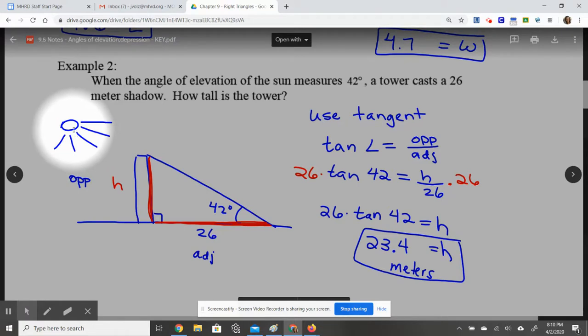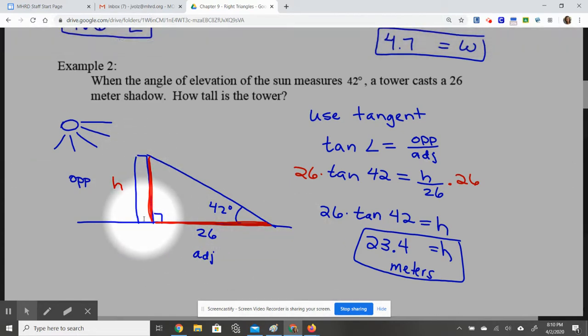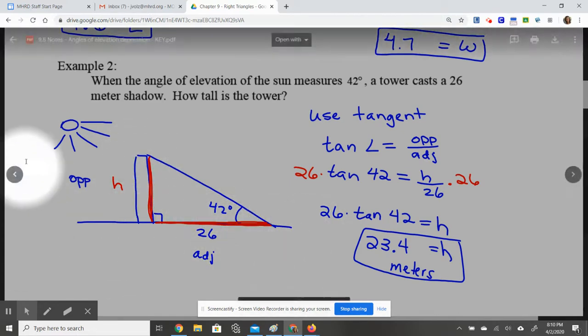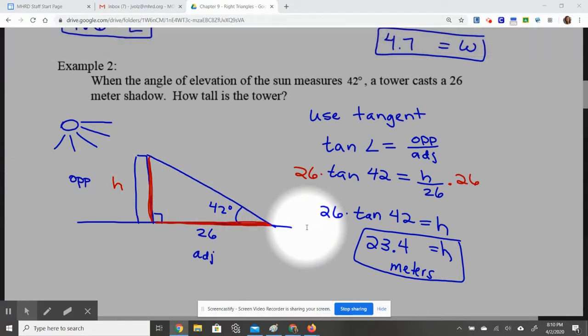So here's my sun. Its rays are shining on this tower, and the tower is casting a shadow. The shadow is here along the ground, you know? Shadows are on the ground. So the tower forms a 90-degree angle with the ground, and the sun rays are forming that shadow. Basically we're tracing out a sun ray here with the hypotenuse.